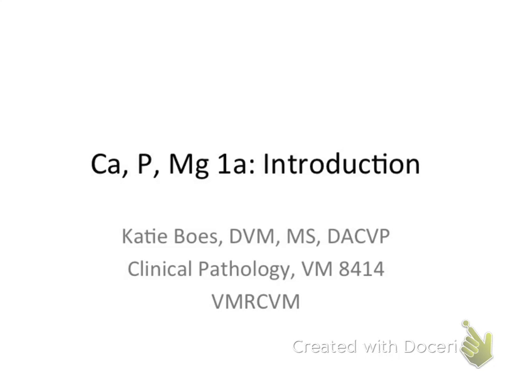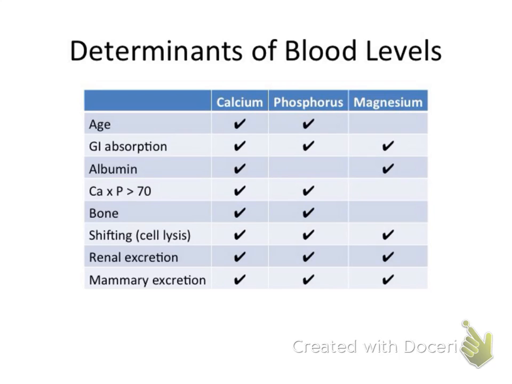This lecture is going to be on an introduction to calcium, phosphorus, and magnesium. In general, this is the list of things that can have an effect on calcium, phosphorus, and magnesium concentrations in blood. Young animals tend to have higher concentrations of calcium and phosphorus relative to adults. All of these minerals are acquired through the diet.